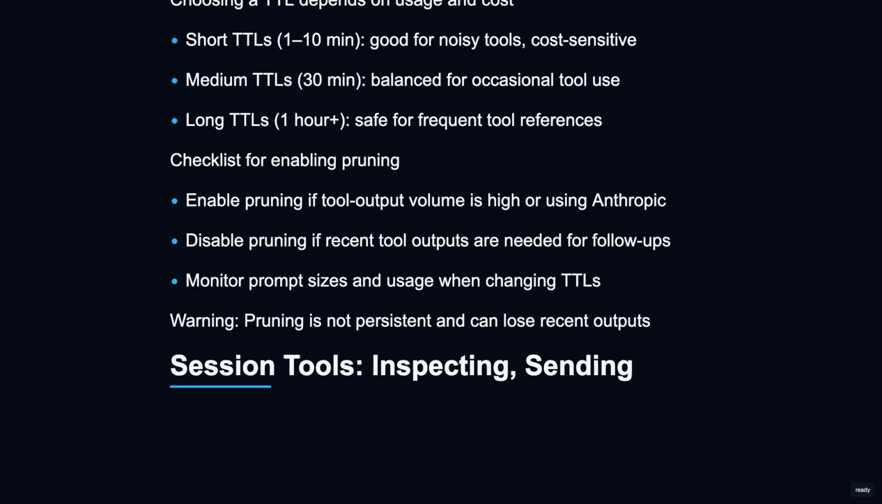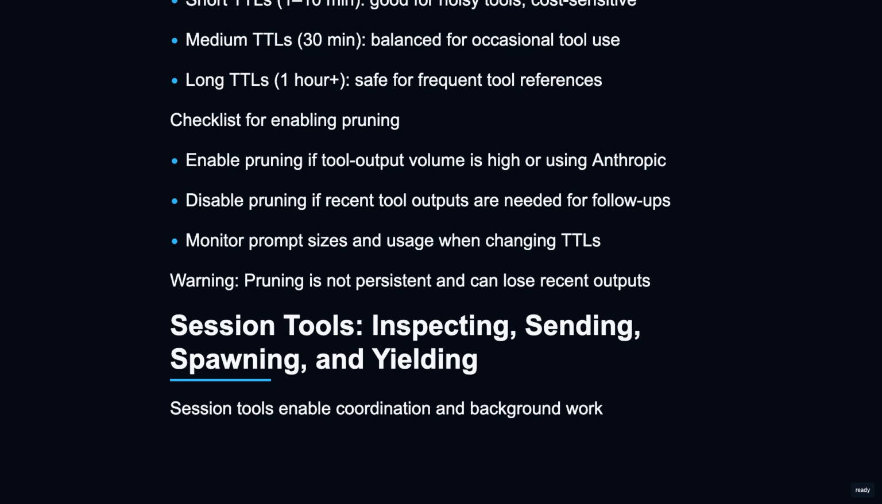In this section, we'll explore the key session-scoped tools OpenCLAW provides. These tools help agents inspect history, send messages, spawn helpers, and manage their workflow across sessions. OpenCLAW offers a small set of session tools that agents use to coordinate across sessions, create background workers, or yield control while waiting for events. These include sessions_history, sessions_send, sessions_yield, sessions_spawn, subagents, and session_status.